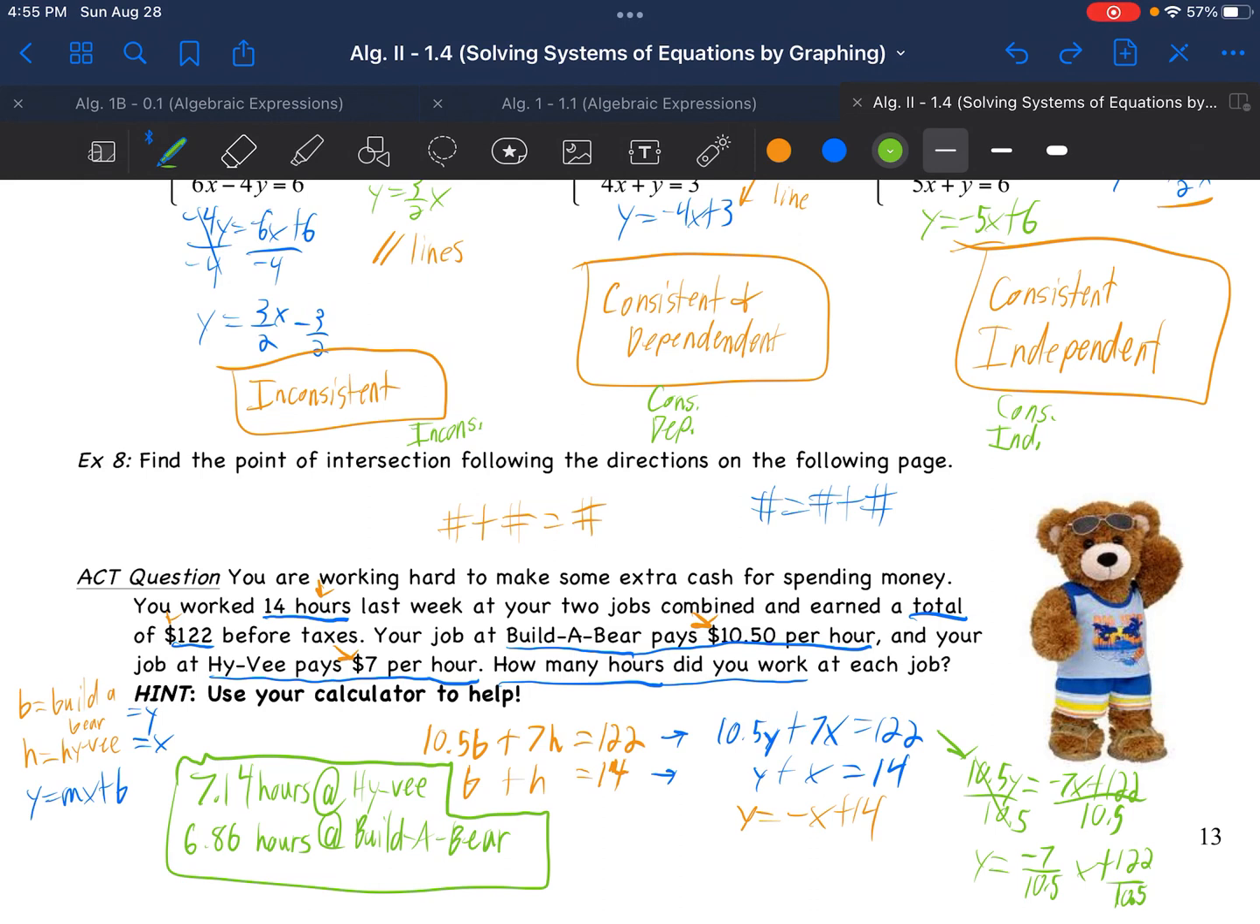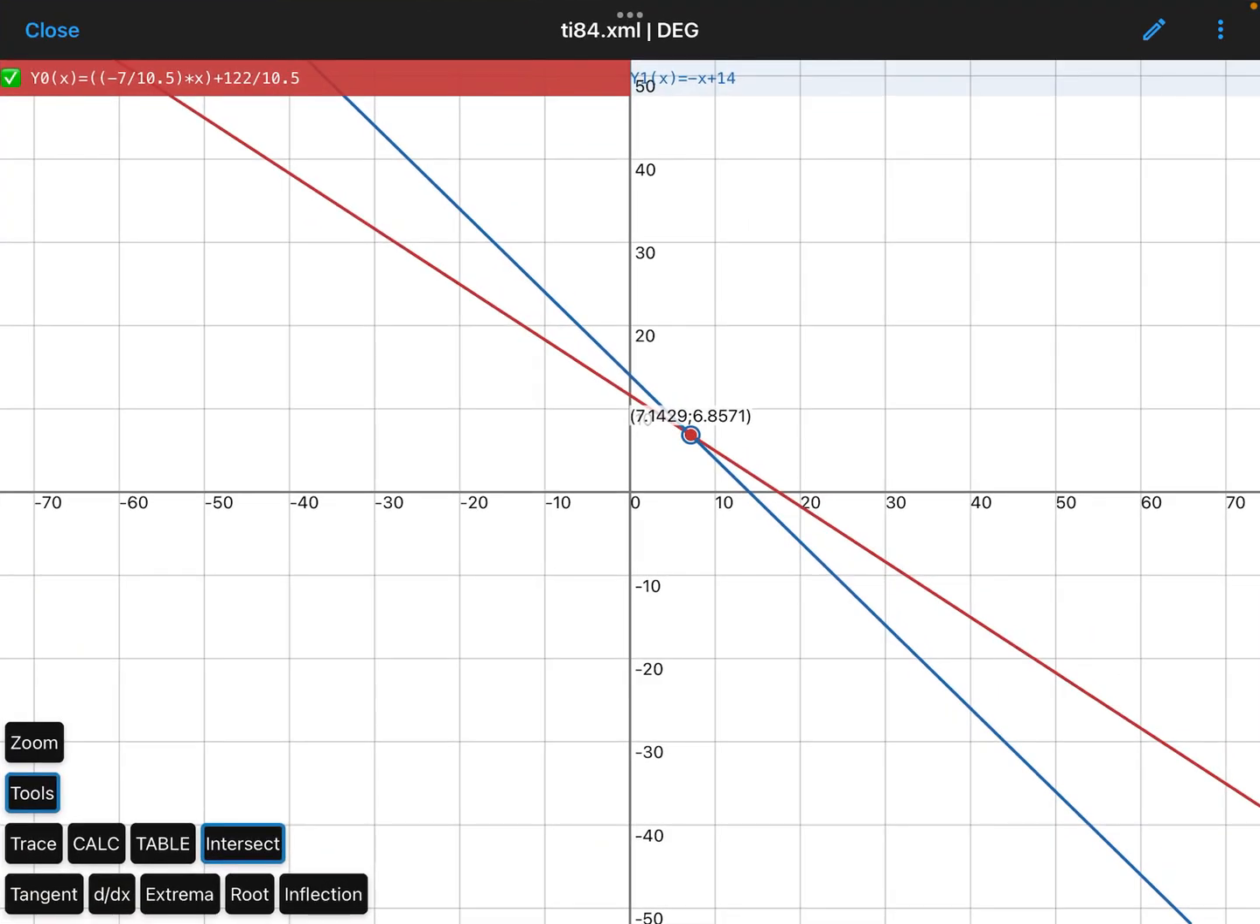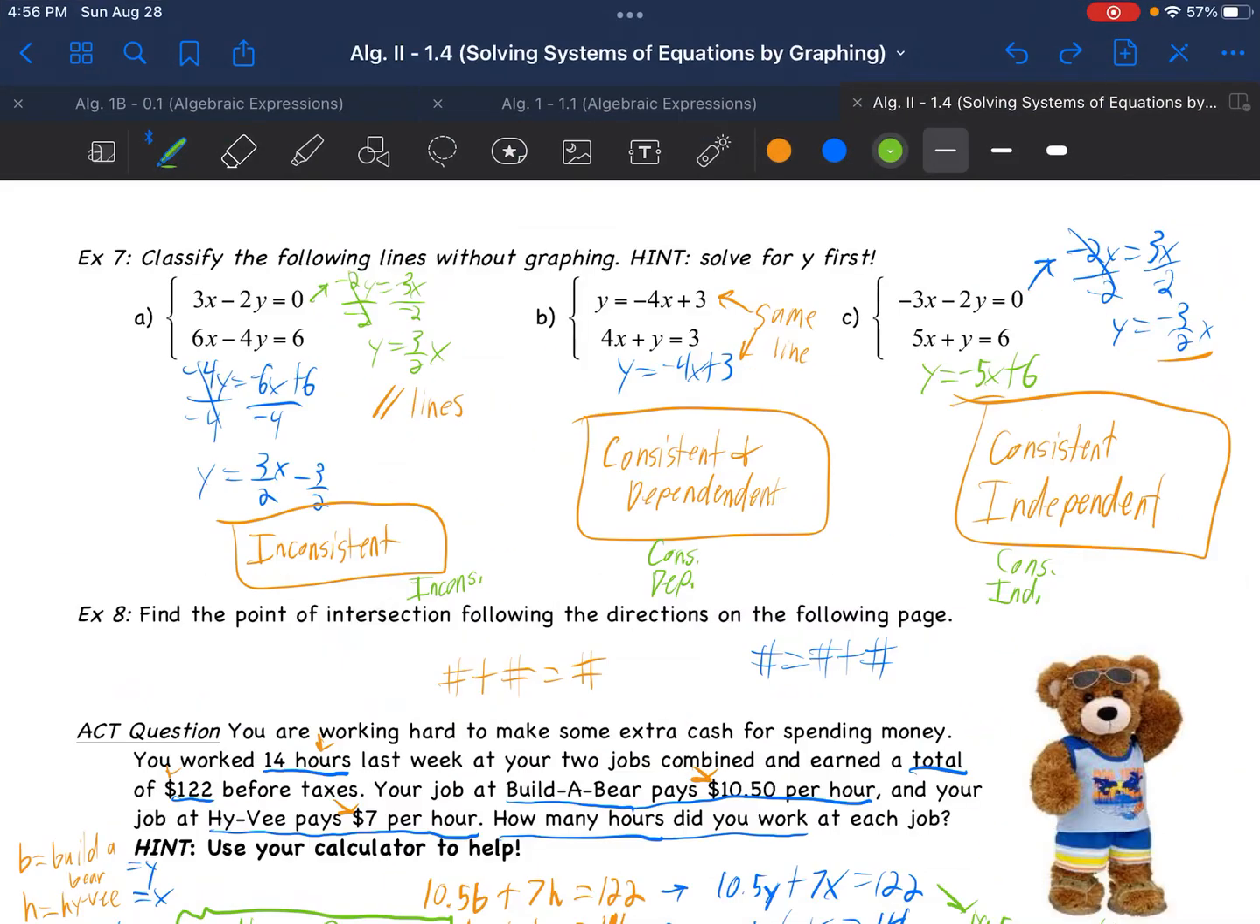Then the other equation was hours plus hours equals hours. So we did hours at Build-A-Bear plus hours at Hy-Vee, B plus H, equals 14, which we changed to Y plus X equals 14. From there, we solved both equations for Y so we could graph them, and when we graphed them, we found our solution.